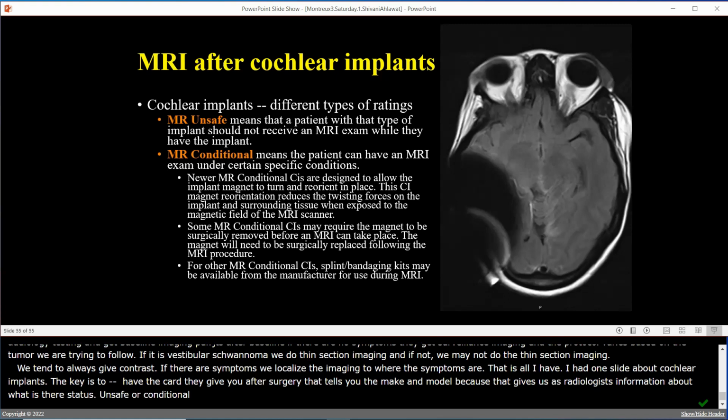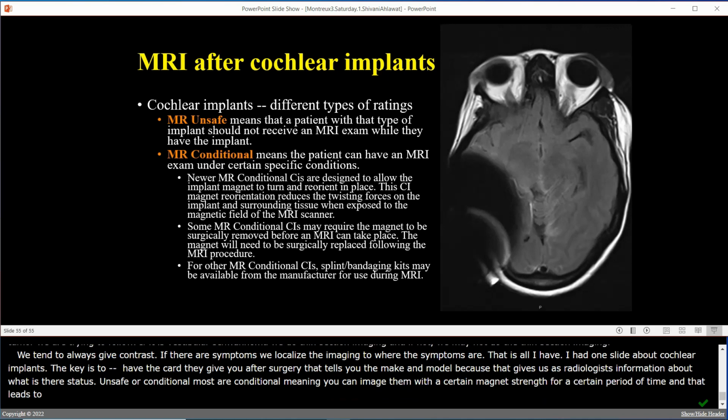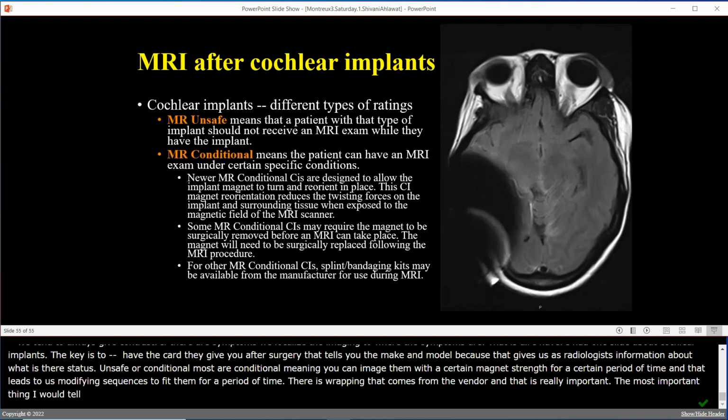What that means is you can image them using a certain kind of magnet strength for a certain period of time, and that would lead to us modifying sequences so we can fit them in a smaller period of time. There's also wrapping involved that comes from the vendor, and that's really important. So the most important thing I would tell you is to keep that card, the make and model of the implant, so it can drive information for us.